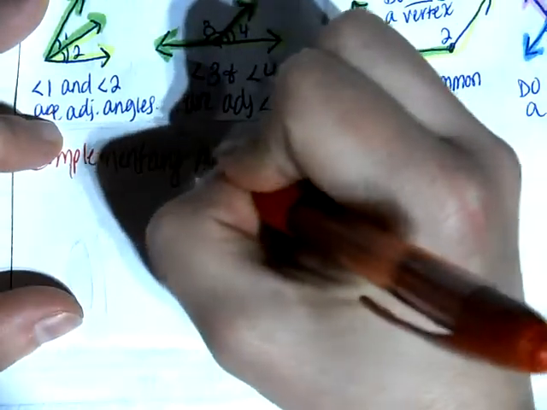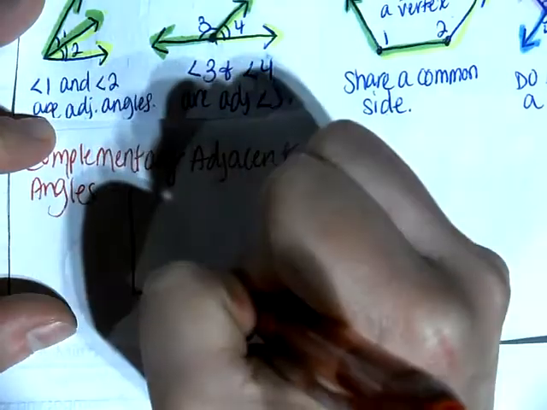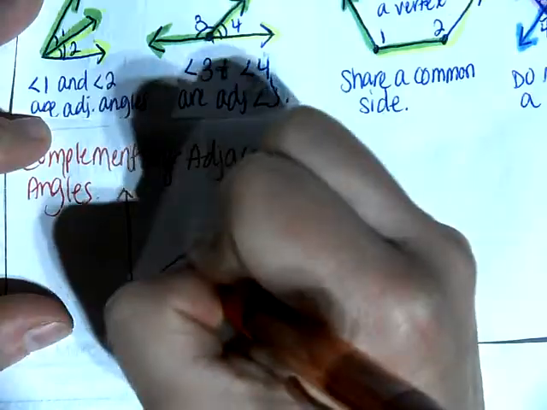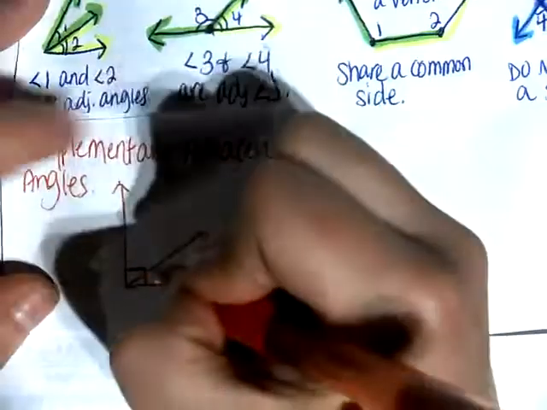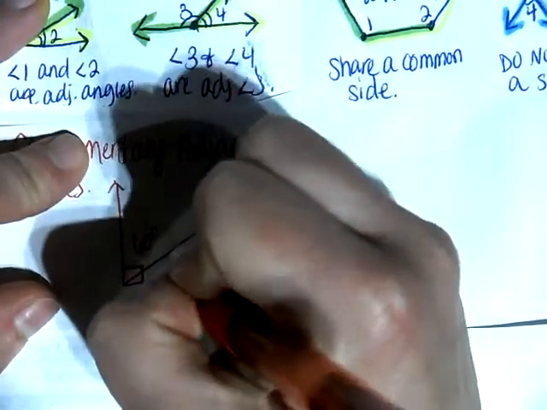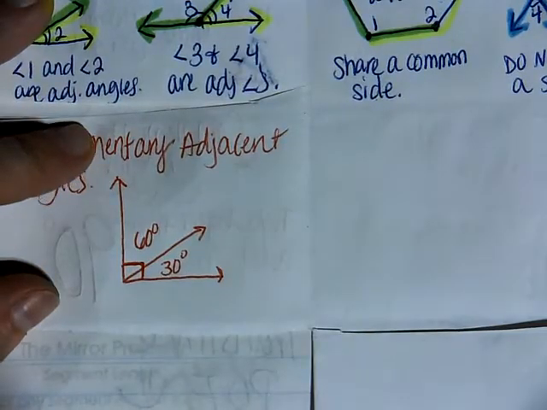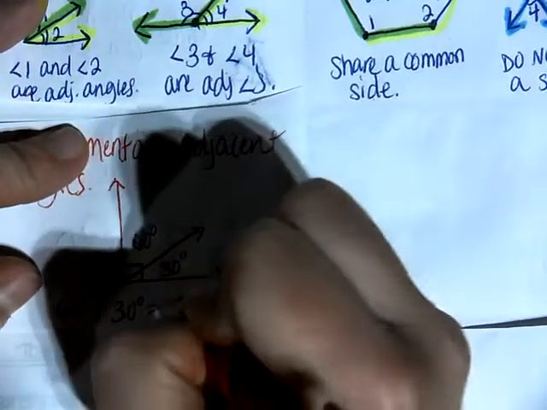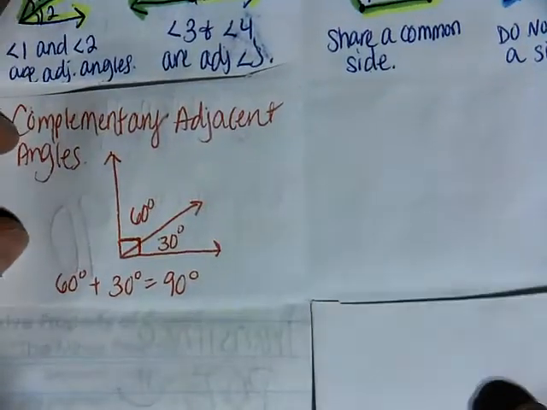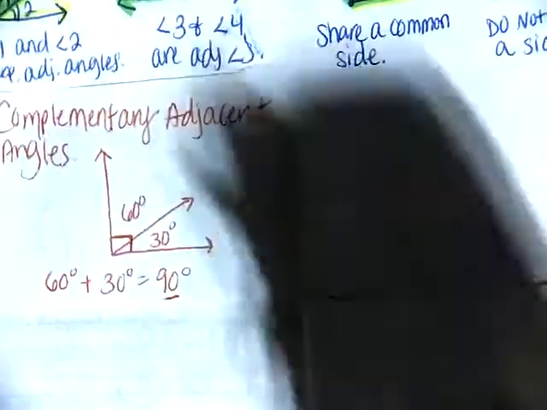So here's an example of complementary adjacent angles. What you're going to see is a right angle. You'll see two angles. They will have different angle measures, like this one might be 60 degrees and this one might be 30 degrees. Completely different angle measures, but because 60 degrees plus 30 degrees equals 90 degrees, they are considered complementary because they add to equal 90 degrees.